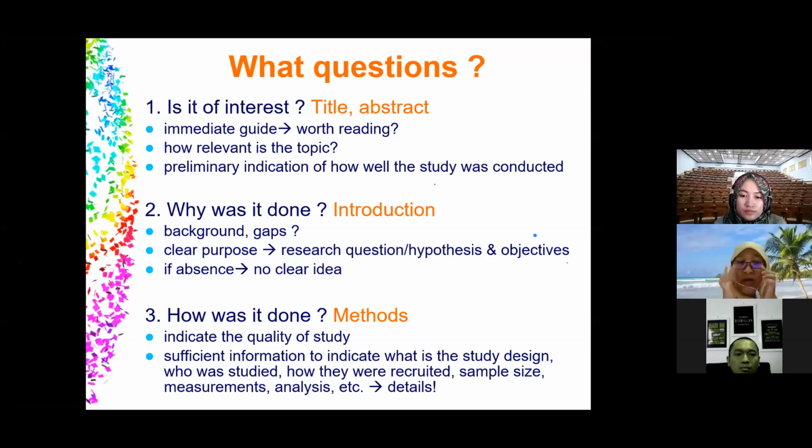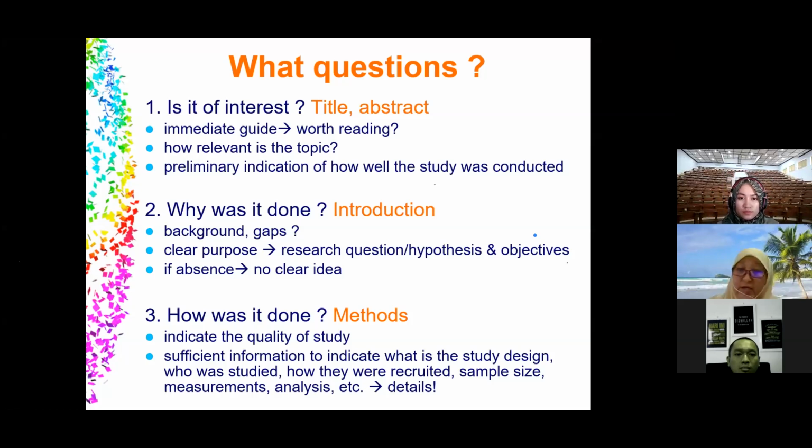Now, third one, how was it done? How was this study conducted? This is where you look into the method. Method is very important when you do critical appraisal. Provided that they have the research question, hypothesis, and objective clearly, when you go into the method, you have to read it properly because the method will indicate the quality of the study. Whether you want to know this is a poor study or a good study, you have to look into the method.